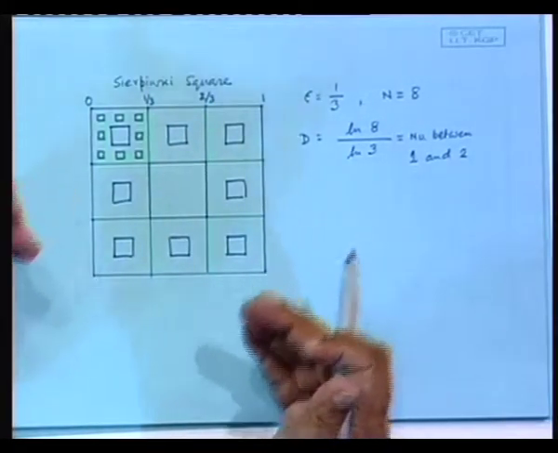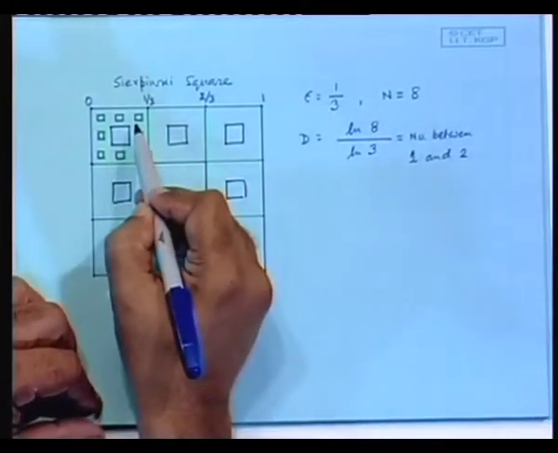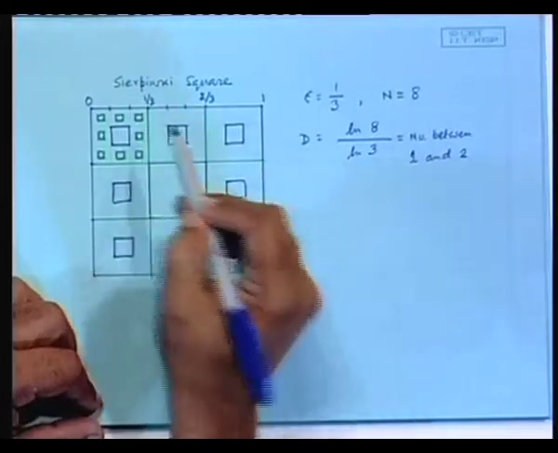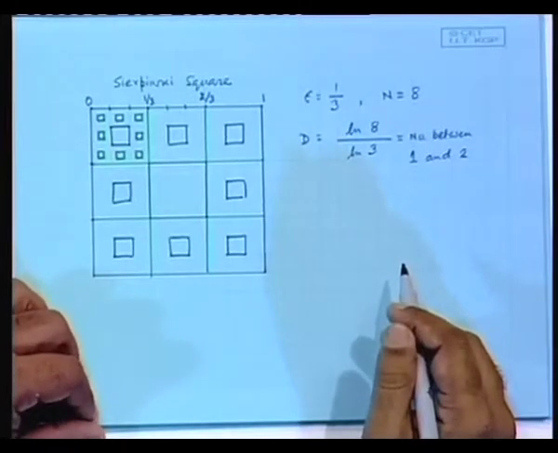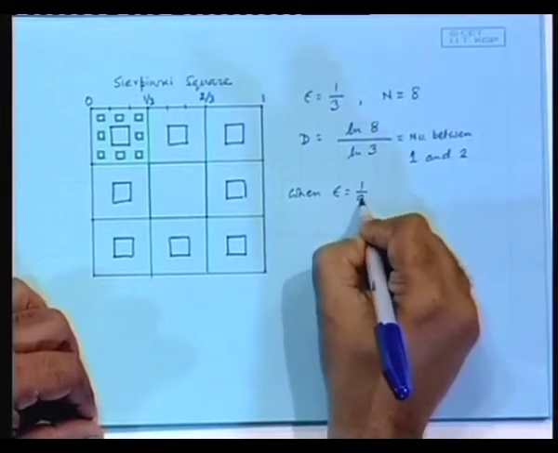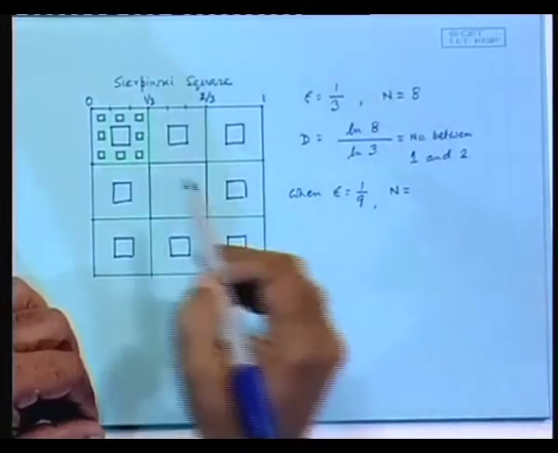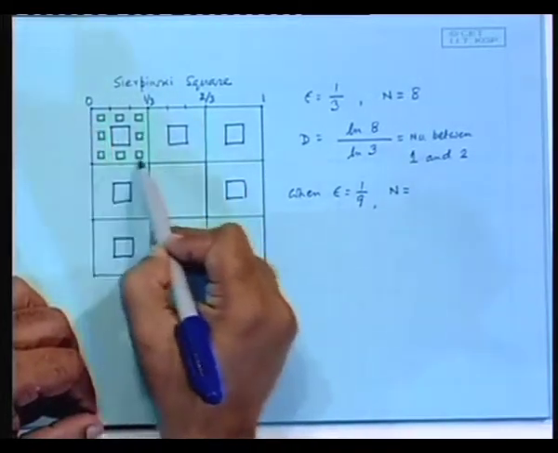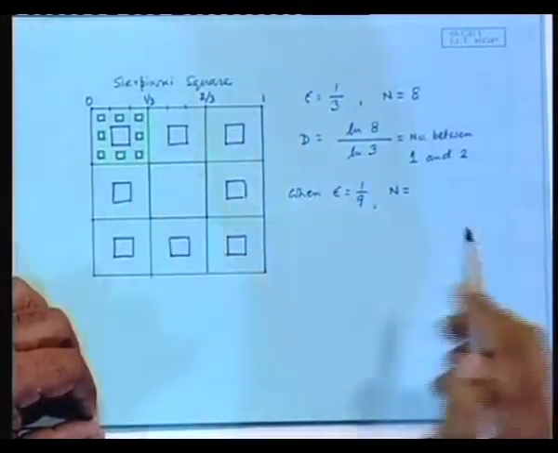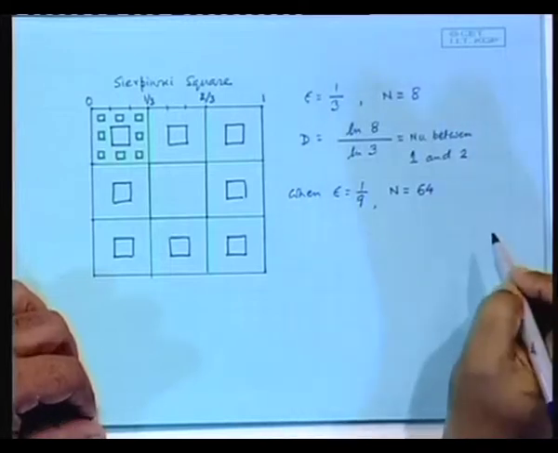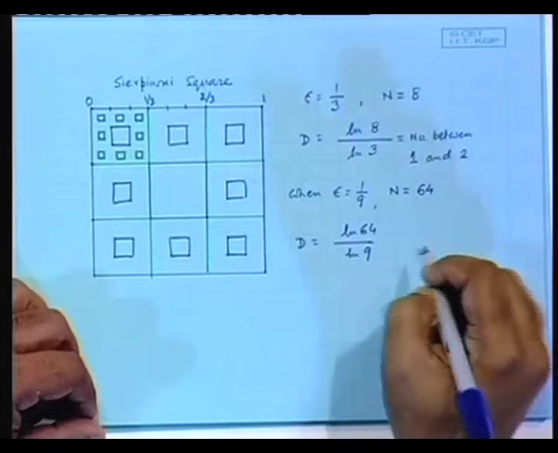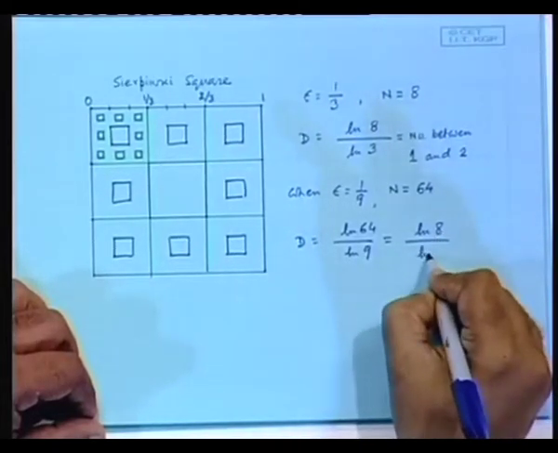But when epsilon is 1/3, you might argue, what happens if epsilon is brought down further? For example, it will be convenient to bring down epsilon to 1/9 at the next stage. So we consider these boxes as the grids, and we ask how many of these grids are now necessary to cover this object. When epsilon is 1/9, notice that in this particular box there are 1, 2, 3, 4, 5, 6, 7, 8. Likewise, there are 8 of these filled boxes, and therefore we will need 64 of these to cover this object. So at this stage, D is ln 64 by ln 9, which is nothing but ln 8 by ln 3.